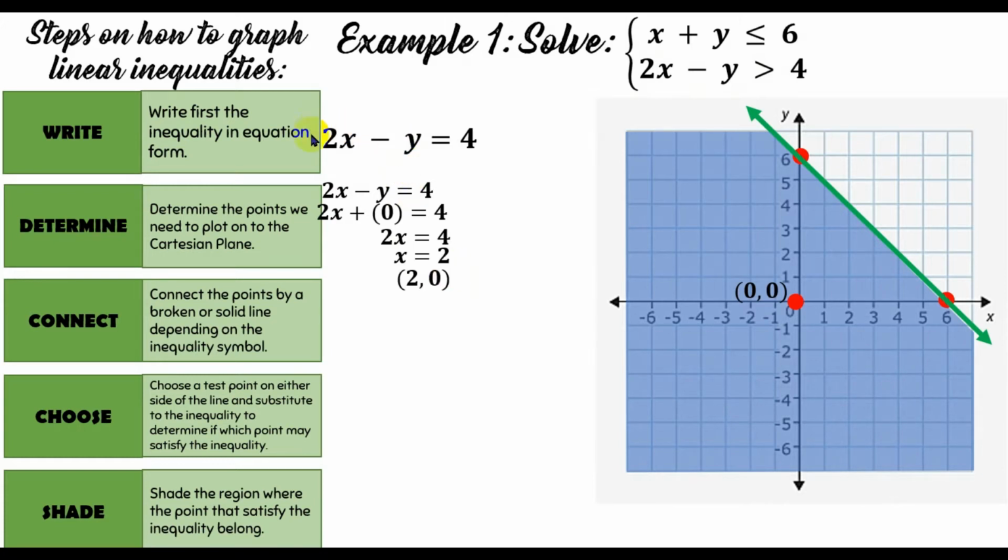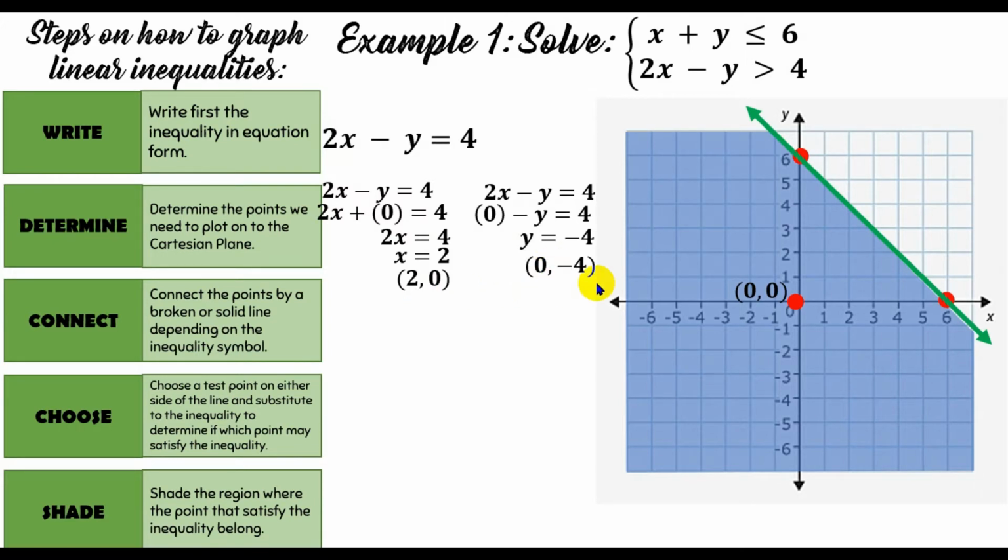Then, for the y-intercept, we let x be equal to 0. So, automatically, wala na ito. Magkakaroon na lang tayo ng negative y is equal to 4. So, since negative y yan, kailangan natin is positive y. That is why we have to divide both sides by negative 1. Kaya po yung y natin ay naging negative 4. So, the second point is located at the negative 4 of the y-axis.